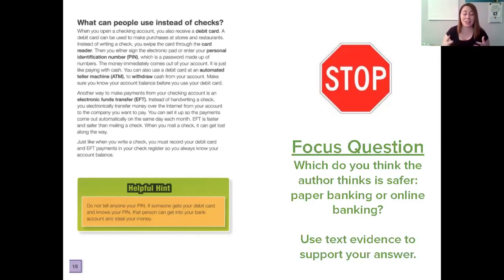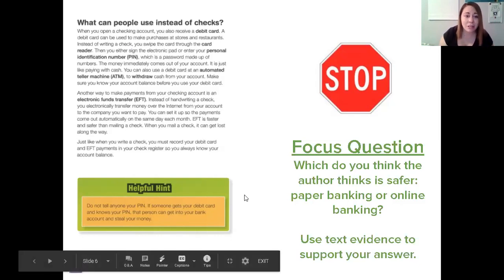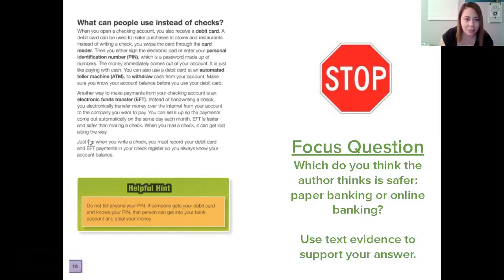Okay, let's start looking for some text evidence. I've noticed that in the text, it says just like when you write a check, you have to record that. That's true, but that's not telling us what's better. I have to look and see what can be better. It says instead of handwriting a check, you can electronically transfer money over the internet. You can set it up so that they make the payments on the same day. EFT is faster and safer. So right here, I noticed that it says the electronic funds, so online banking, is faster and safer than mailing a check. When you mail a check, it can get lost along the way.